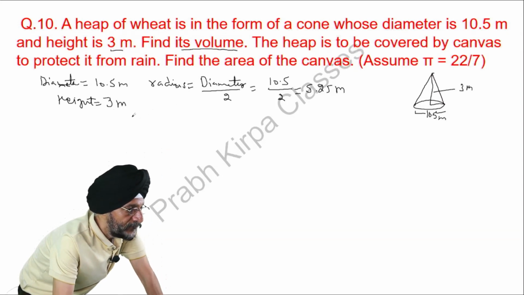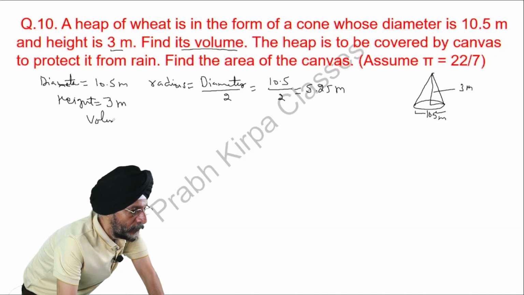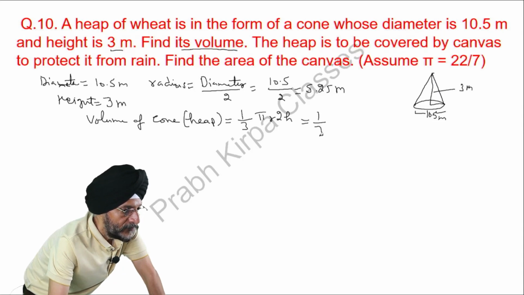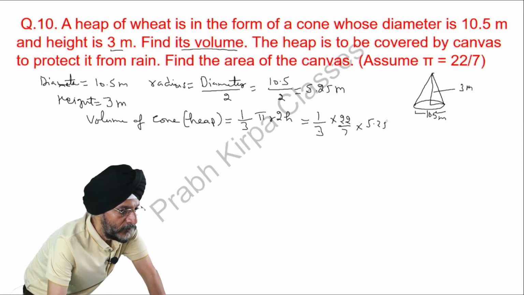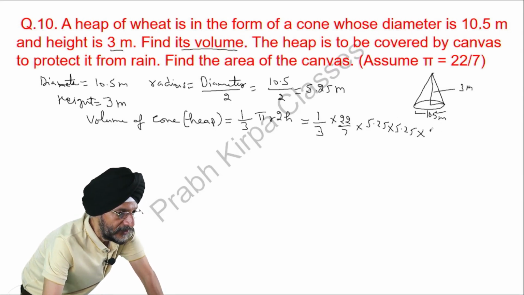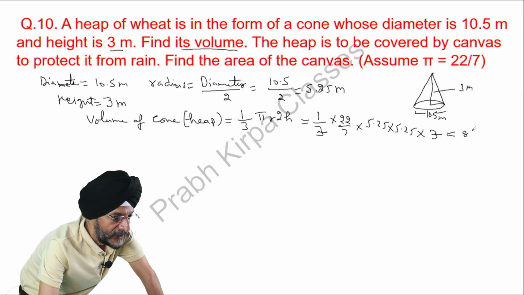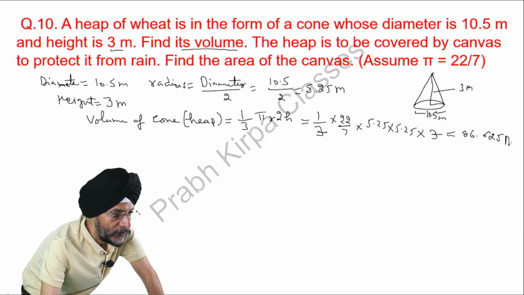So what is the volume? We will calculate the volume of cone or heap. 1/3 pi r square h. We will fill in the values. What is the value of pi? It is 22/7. What is the value of r? It is 5.25. And what is the value of h? It is 3. 3 will be cut here, and we will arrive at the answer 86.625 cubic meter.